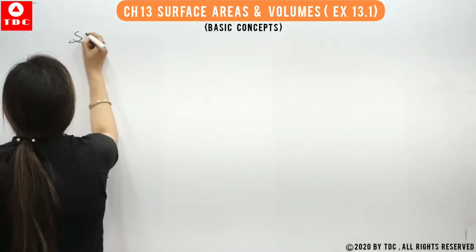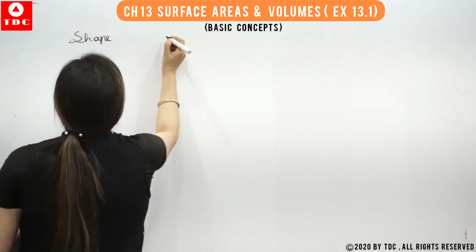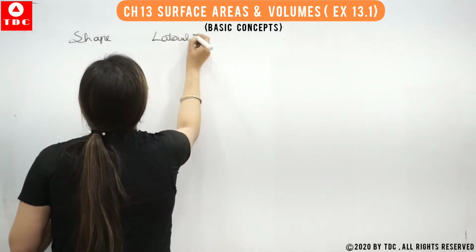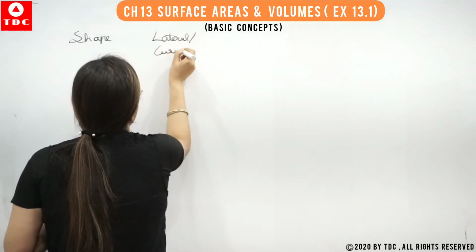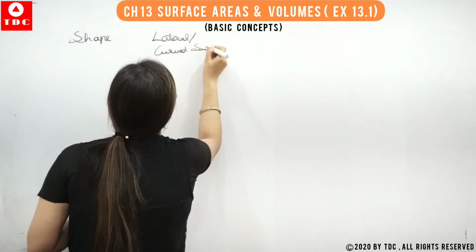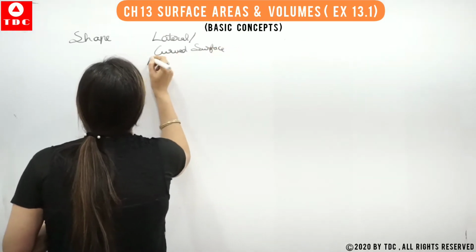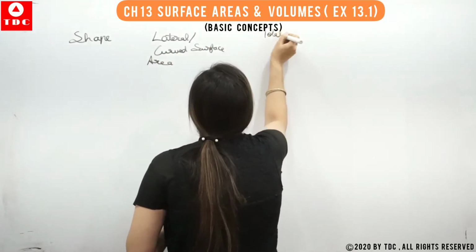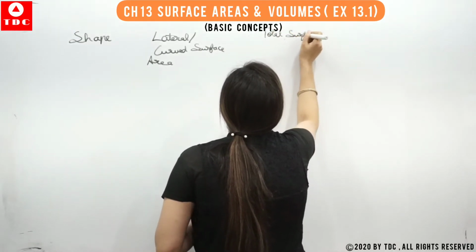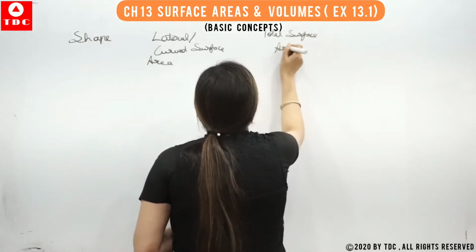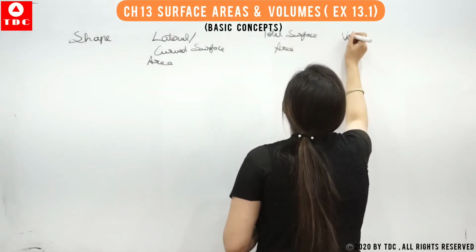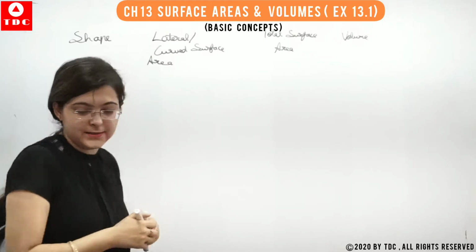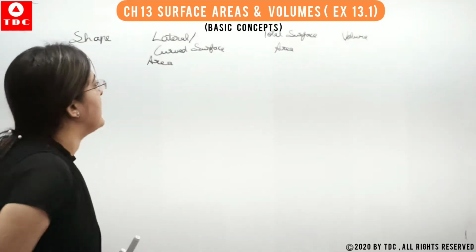I'll write the shape here. Then we will study about lateral or curved surface area, then total surface area, then the volume. These are the parameters that we will learn to find out.